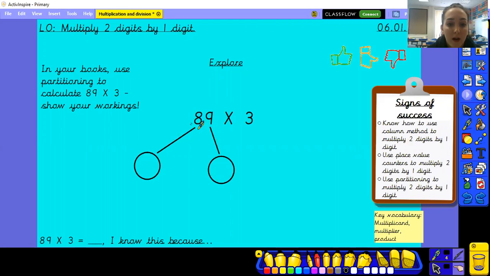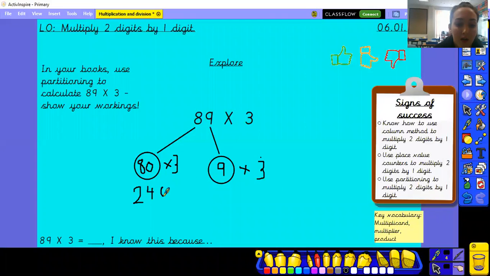So firstly, we have our 8, which represents 80. I'll try and draw 80. And here we have our 9, which just represents 9 because it's in the ones column. And then what we need to do to simplify this calculation is multiply 80 times 3 and 9 times 3. There we go. So 80 times 3 would be 240, and 9 times 3 would be 27.